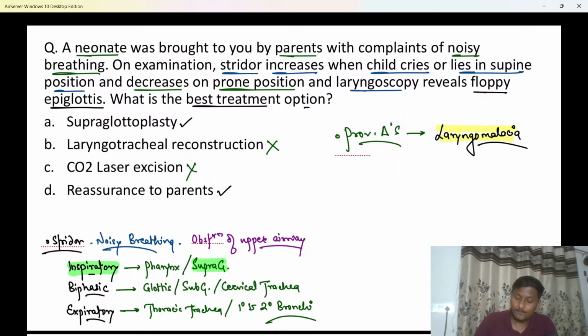CO2 laser excision is a surgery done with the help of an invisible laser, that is a CO2 laser, to remove something from the larynx. It can be used in early stages of cancer, and for vocal nodules, sorry, vocal polyps. So what is your answer, beta? Option A or option D? Please answer in the chat box quickly.